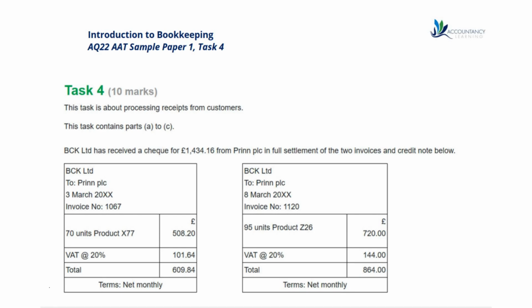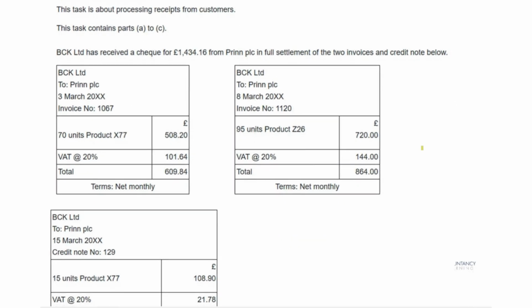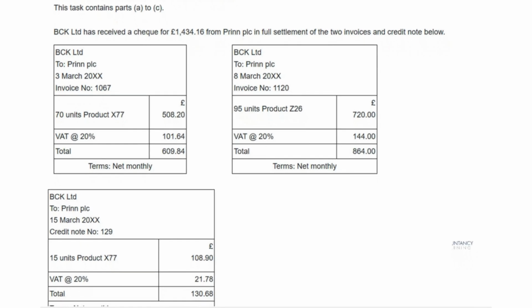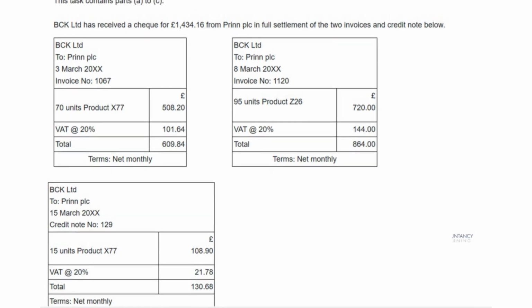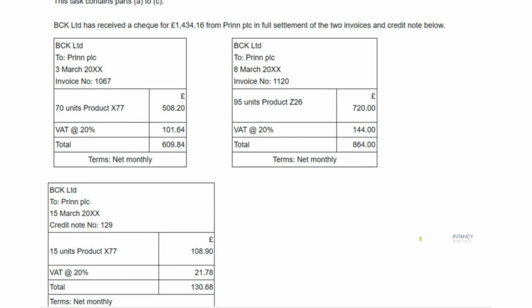I'm Sarah, and in this video I'll take you through the Introduction to Bookkeeping Sample Paper 1 Task 4. So this task is about processing receipts from customers. And at the beginning of this task we are given some information about a cheque that has been received.